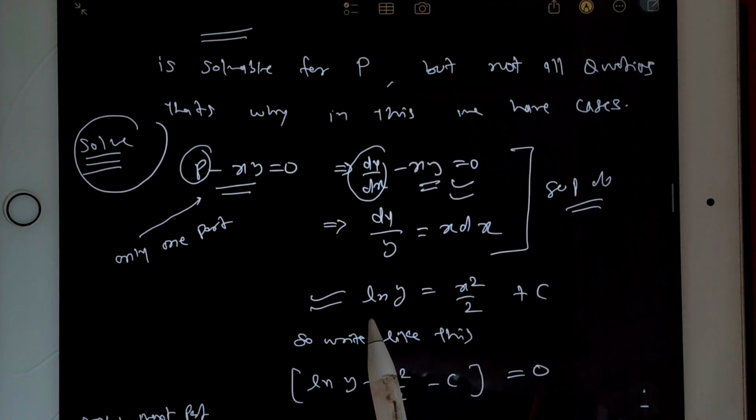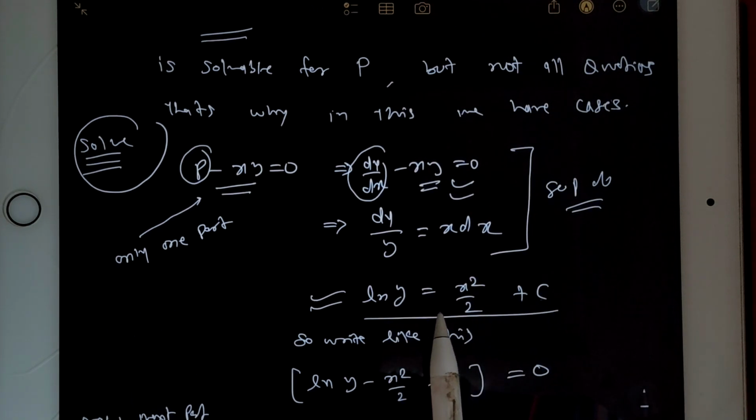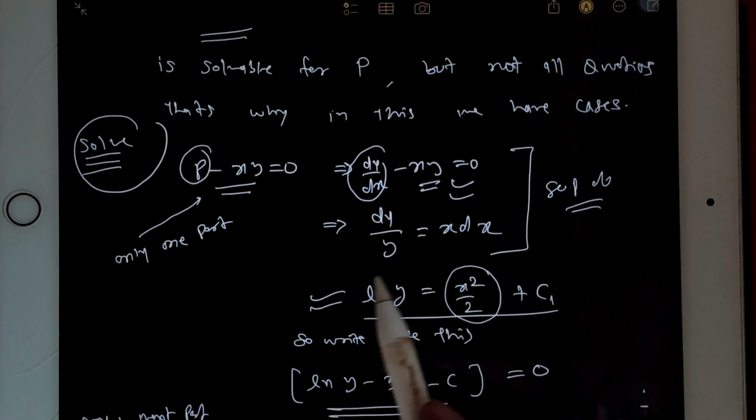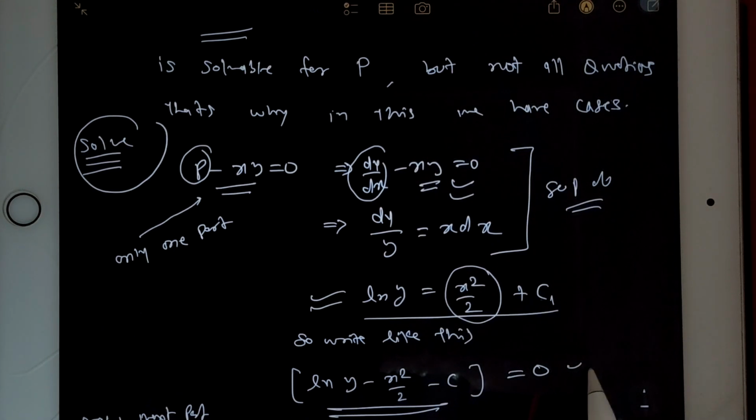When you are solving, this answer will come: log y is equal to x square by 2 plus c. Then you rearrange in this way, put this constant as c1 because it is your first part, and put it equal to 0. So you put here c1.